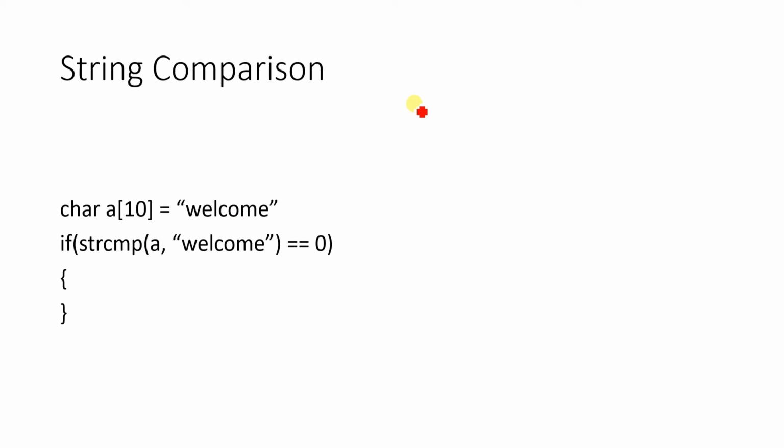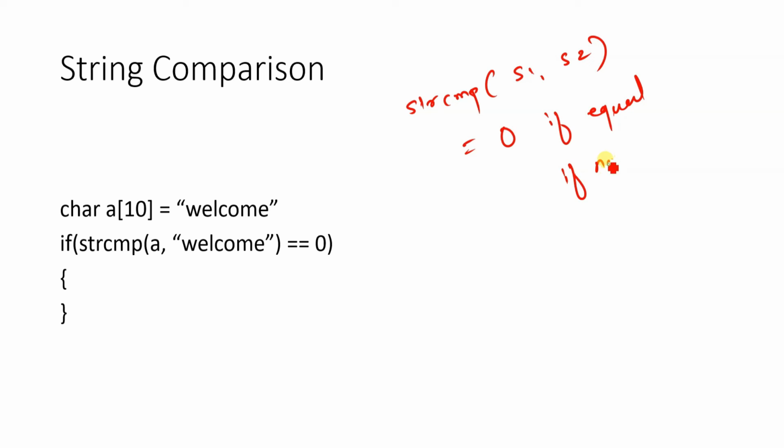Now basically what strcmp does is it tries to compare the two passed strings, so let's say s1 and s2. This function returns 0 if they are equal, and returns non-zero or some different value if they are not equal.